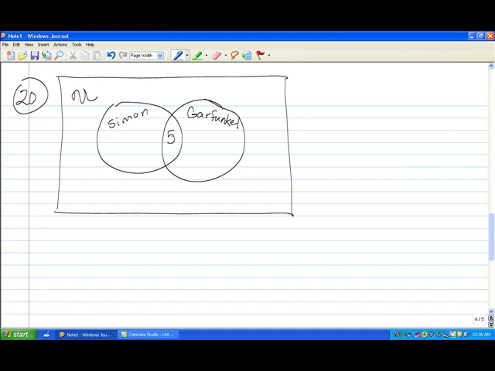Now we have 7 on which Simon sings. Well, here's Simon's circle. We already have 5, so we need 2 more to make 7. So notice how you have to subtract the 5 we already have. 8 on which Garfunkel sings. Okay. And 15 on which neither of them sing. So 15 would be outside the area of the 2 circles.